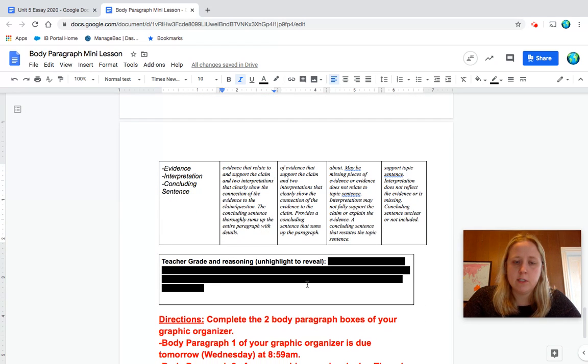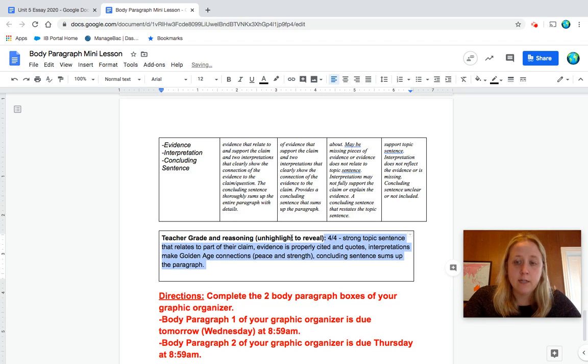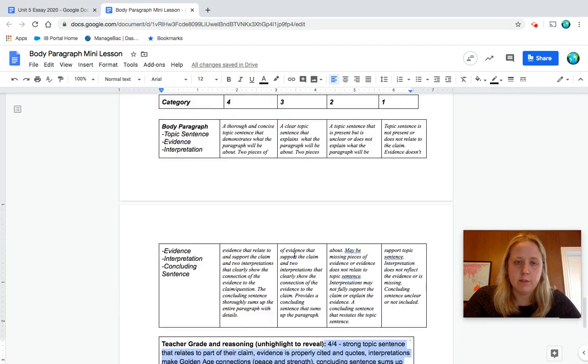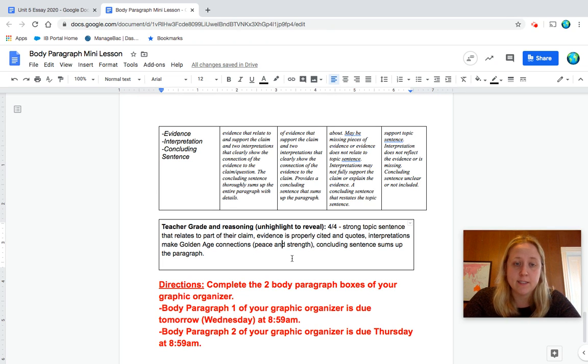Okay, let's look at what the teachers gave this. We gave this paragraph 3 a 4 out of 4. Strong topic sentence that relates to part of their claim. Evidence is properly cited and quoted, right, and in quotes. Interpretations make golden age connections to peace and strength. Concluding sentence sums up the paragraph with details, right?